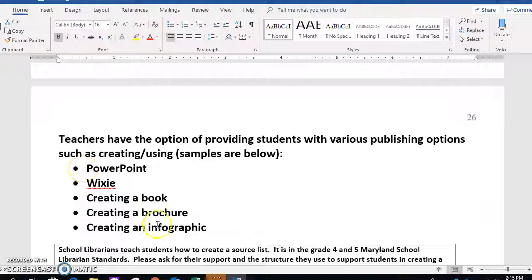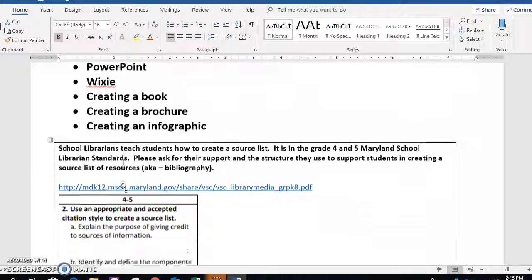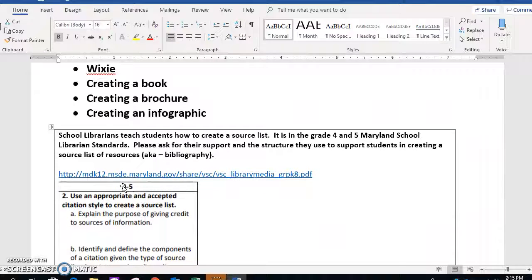You have a lot of options for products that you might want your students to produce. If you feel comfortable giving them kind of open-ended choice, that's up to you. Or if you'd rather give them a choice of 2 different types of products, you have to do what is going to work for your students and your class.